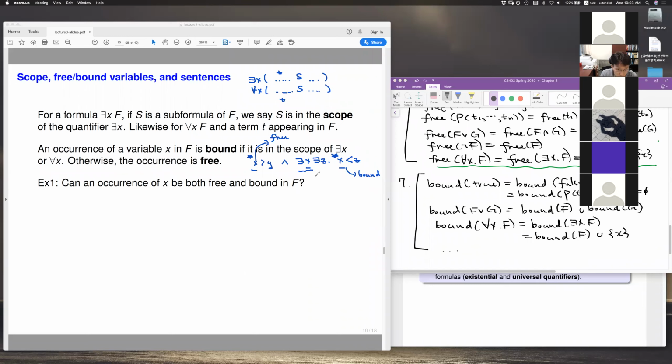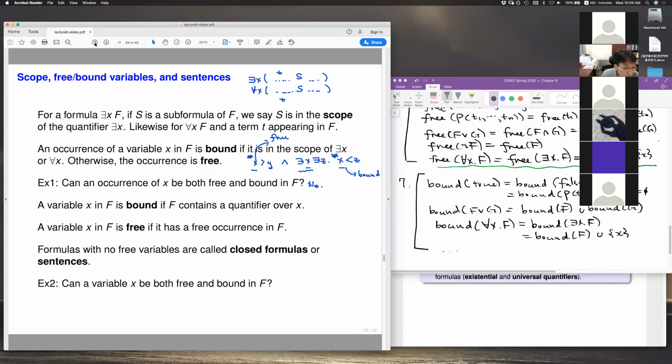Okay, so the answer is no. That's because each occurrence is either in the scope of some quantification, like exists or for all quantification of the same variable, or it's not in a scope. If it's not in a scope, we say it's free. If it's in a scope, we say it's bound. So every occurrence, we can classify as either bound or free. It can never be both free and bound, okay? So that's the answer for the first question.